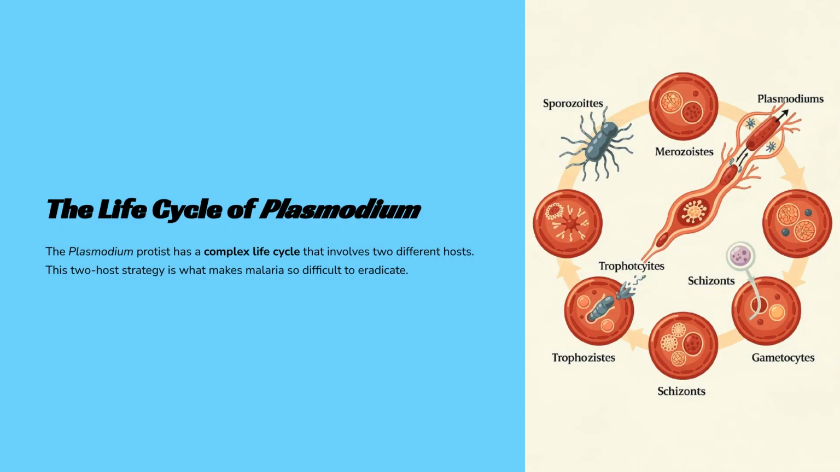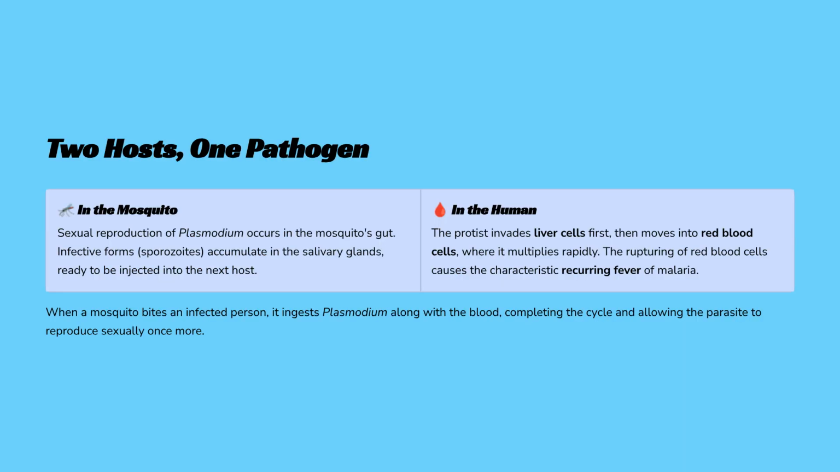The Plasmodium protist has a complex life cycle involving two different hosts. This two-host strategy is exactly what makes malaria so difficult to eradicate. In the mosquito, the parasite reproduces sexually. In humans, it first invades liver cells, then red blood cells. When these cells burst, they cause the characteristic recurring fevers of malaria.